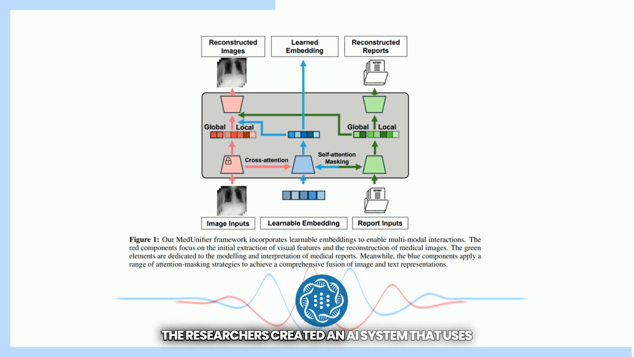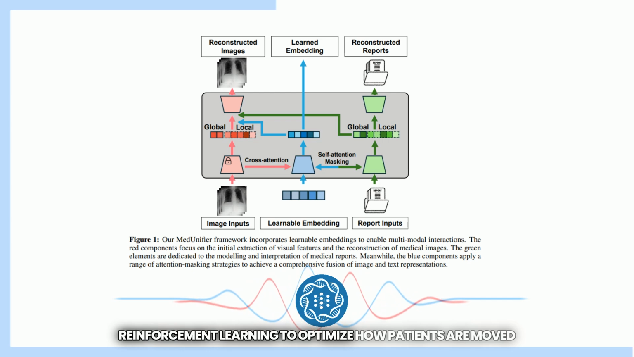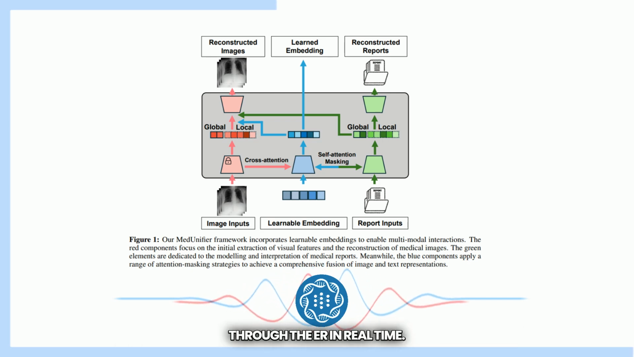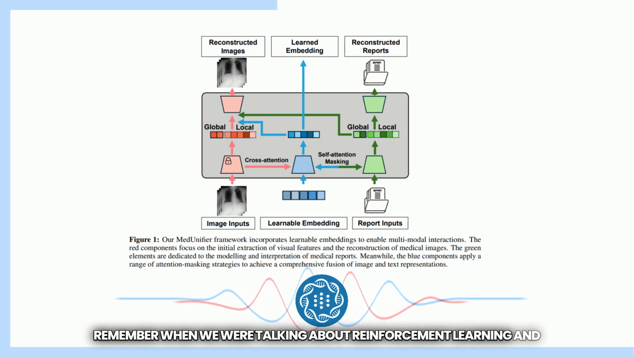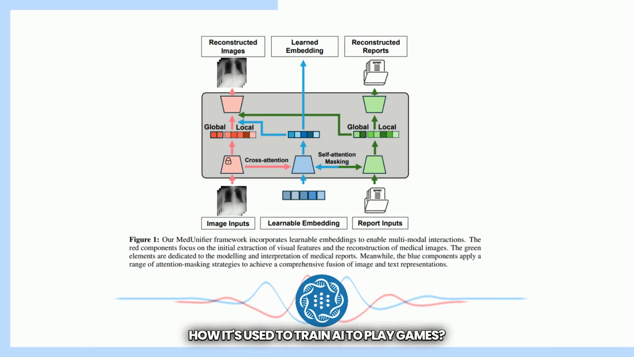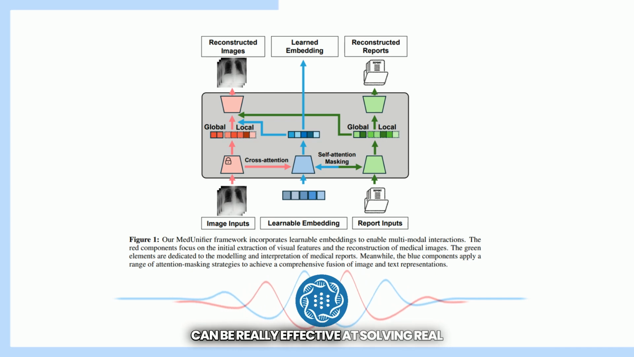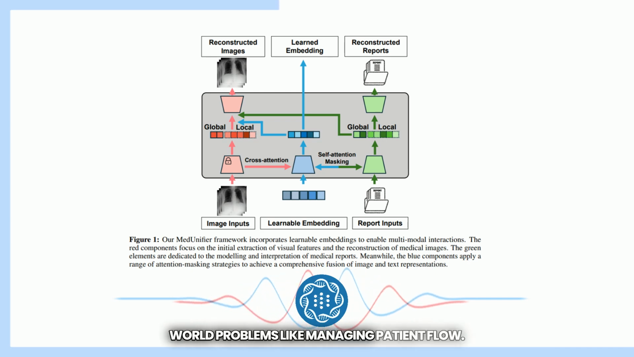The researchers created an AI system that uses reinforcement learning to optimize how patients are moved through the ER in real time. Remember when we were talking about reinforcement learning and how it's used to train AI to play games? Well, it turns out that same approach can be really effective at solving real-world problems like managing patient flow.